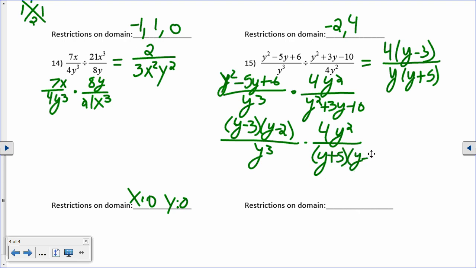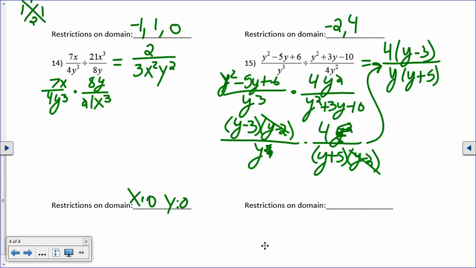Alright, so what cancels? What else? How many y's from each? 2. So you cancel out y squared with y cubed, leaving you with just one y left over of the 3. So then you multiply whatever's left over, you get that in the top and then that in the bottom.